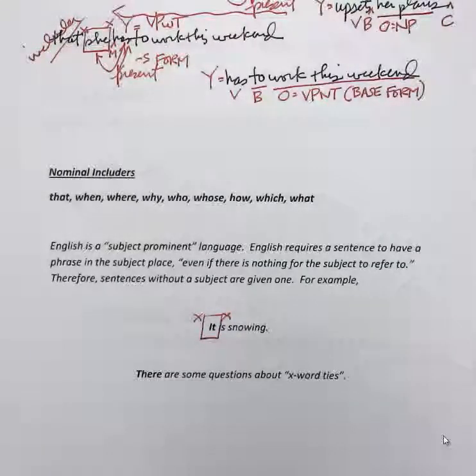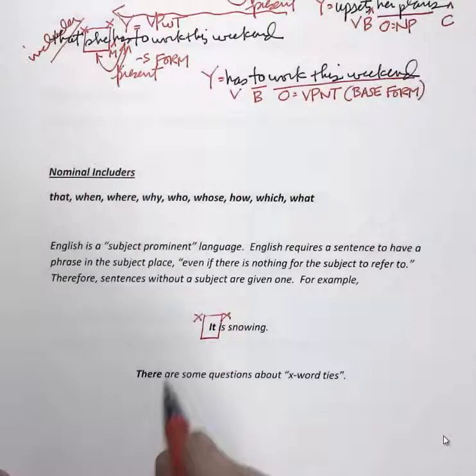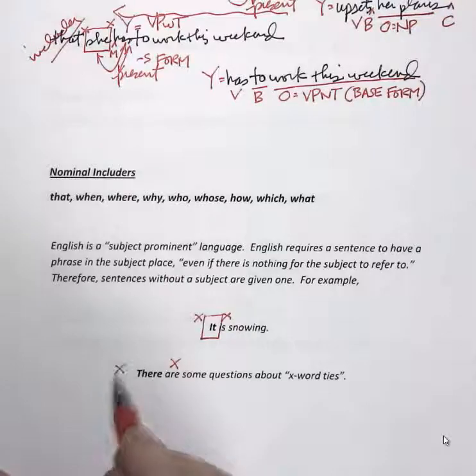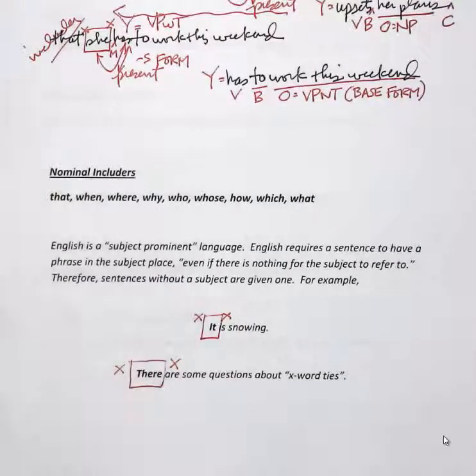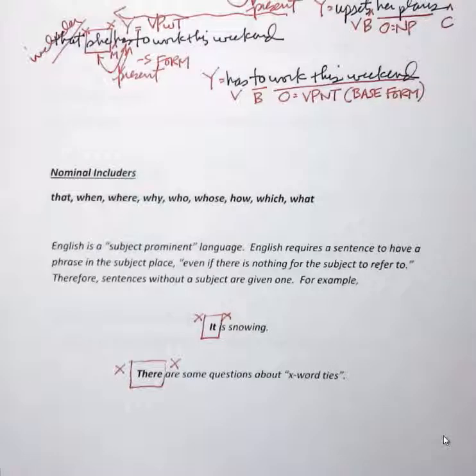Now, there are some questions about XWord ties. Let's take a look. Are there some questions about subject ties? Honestly, there doesn't really represent something. It just means that some questions about XWord ties exist. But the way we say it here, we use there because every sentence must have a subject. We're really not talking or saying anything about there.